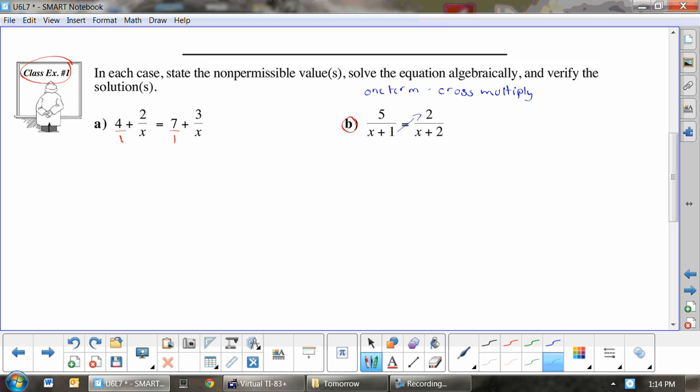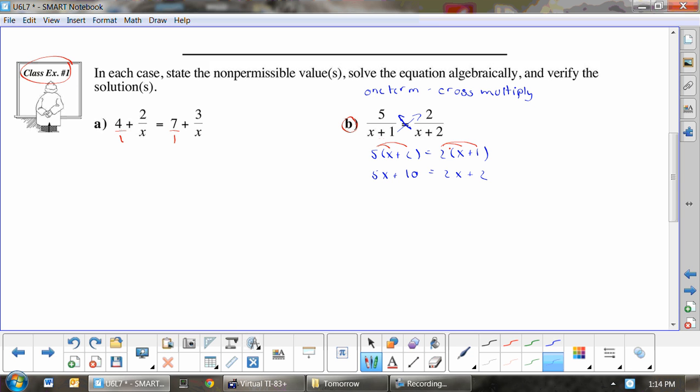Okay, so when we cross multiply, all we have to do is multiply by the opposite denominator, right? So we just go 5 multiplied by x plus 2 is equal to 2 multiplied by x plus 1. Okay, and then we get to distribute it like that. And we get 5x plus 10 is equal to 2x plus 2.